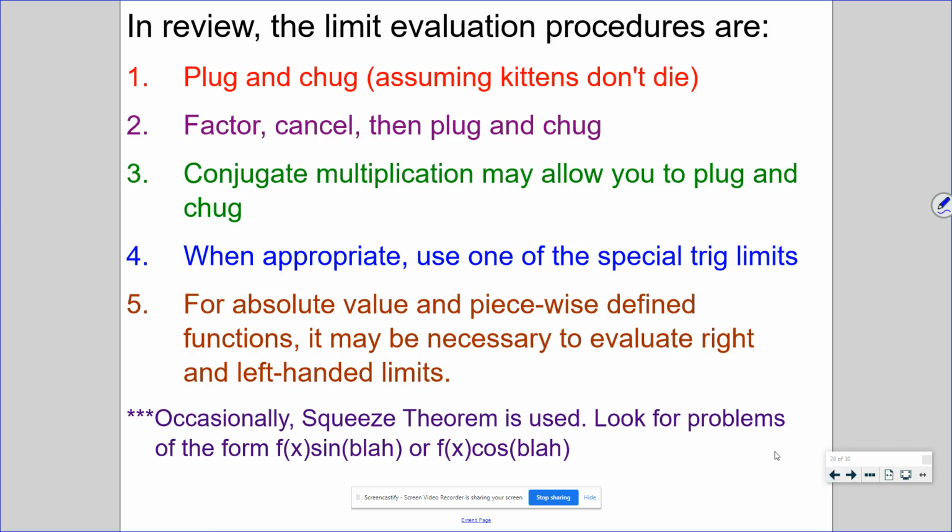Okay, so I made you a little summary page where it tells you the procedure or like the steps to follow to make your life easier when evaluating limits, because it's a lot of information. So the first thing you're going to do is you're going to try to do plug and chug. And I wrote, assuming kittens don't die, that just means that you're not dividing by 0.